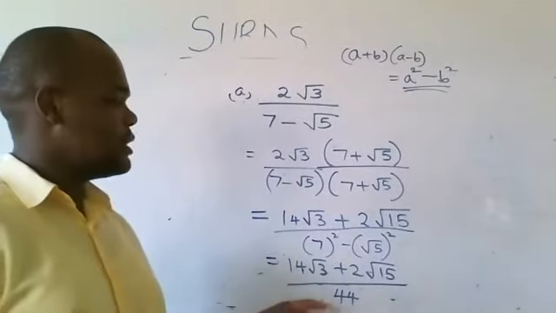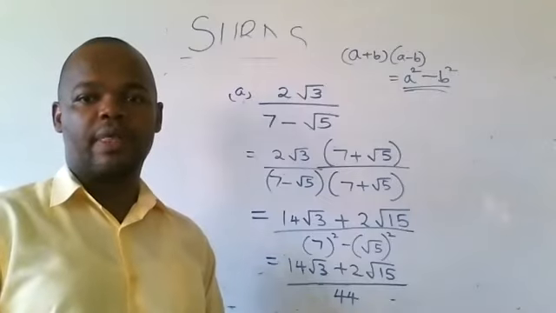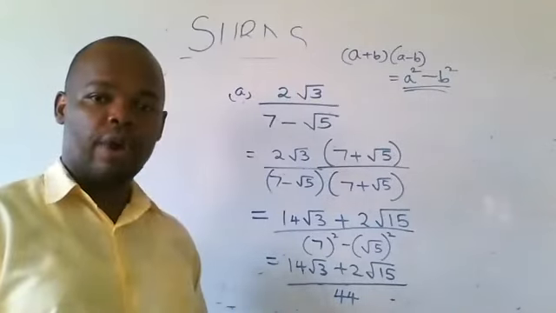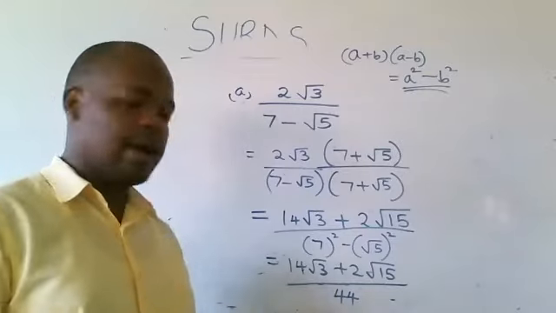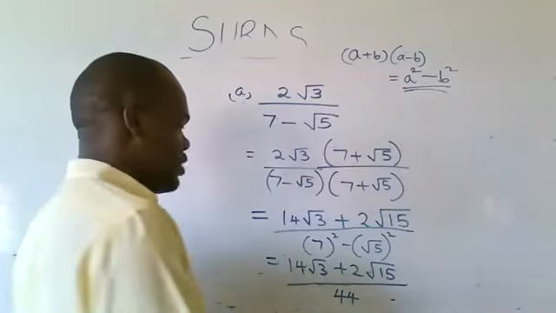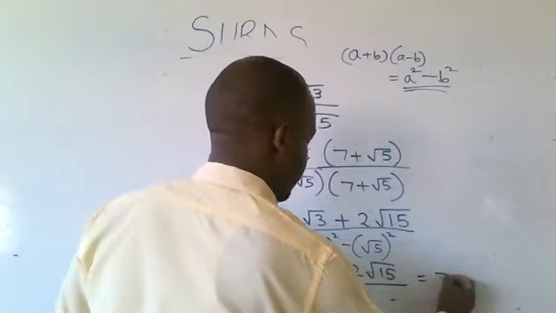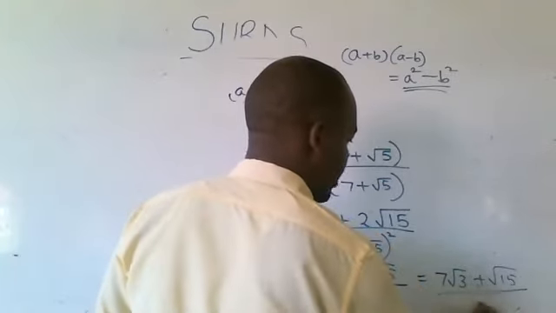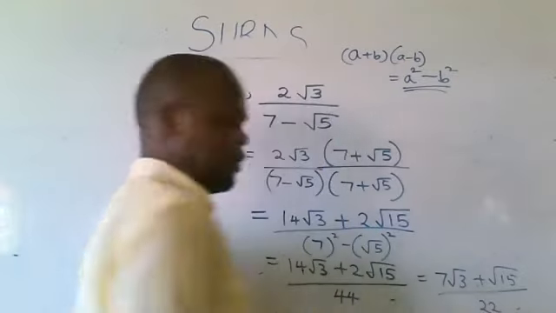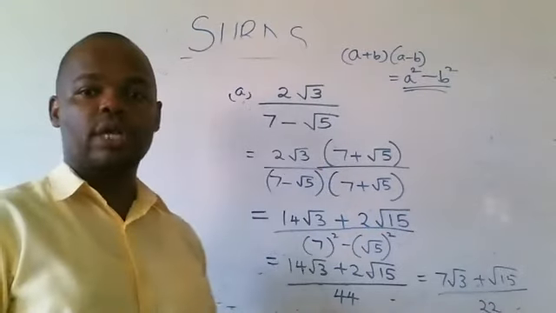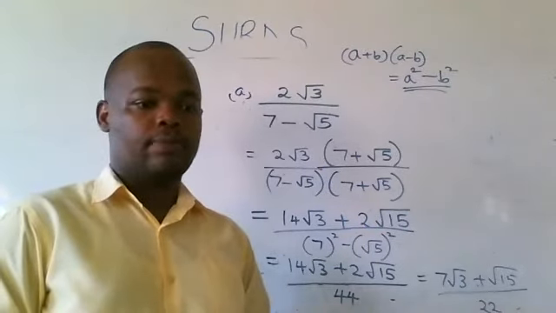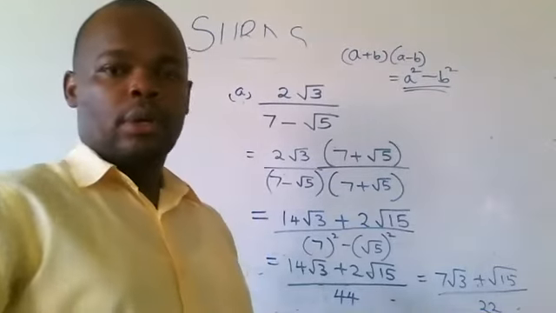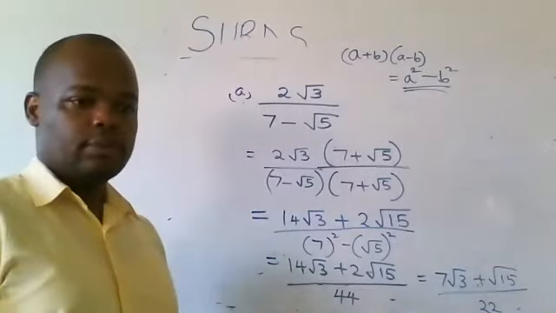So I'm saying at this juncture, it is very bad to leave your answer like that. You'll even feel there's something wrong somewhere. So you can simplify wherever possible. Like this one, you can simplify and divide it throughout by 2. If I divide by 2 throughout, I'll get 7 square root of 3 plus square root of 15 over 22. If you leave your answer at this point, you will lose a mark. So that is it. So you write very fast.